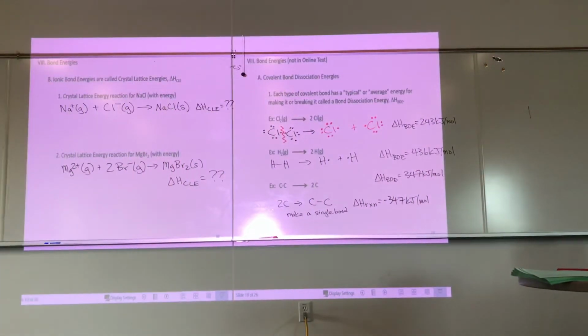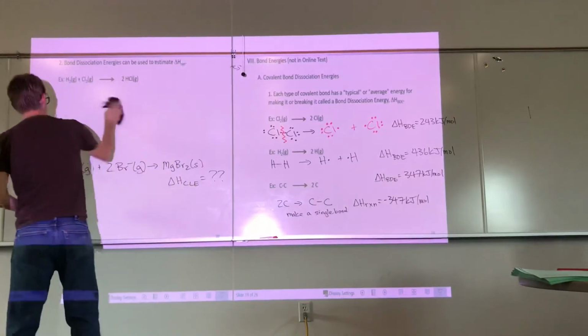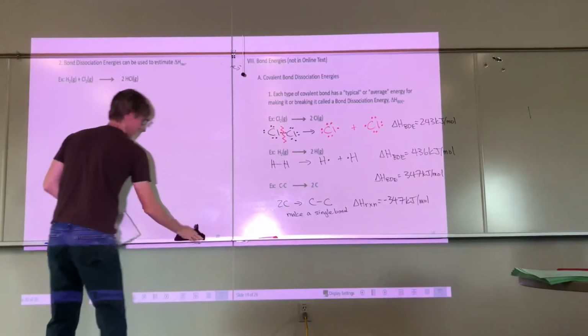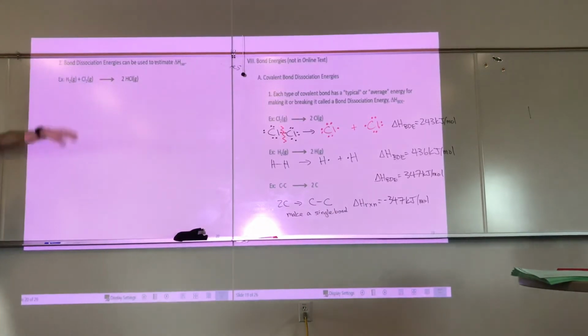And these are all tabulated for you. They are typical, meaning it doesn't matter how it happens or what else is going on, as we'll see. Now we're going to use bond dissociation energies to estimate delta H reaction.